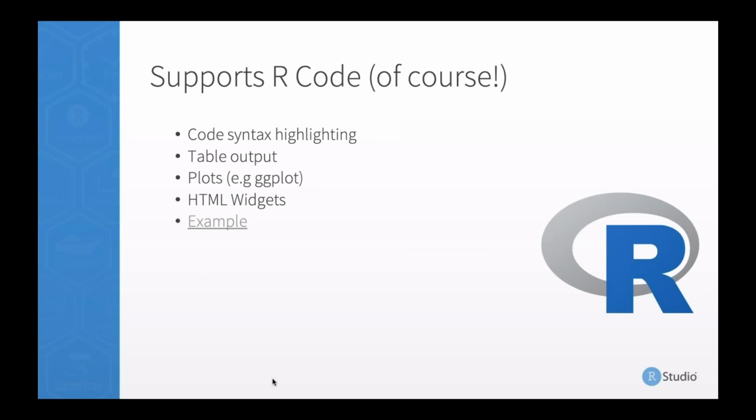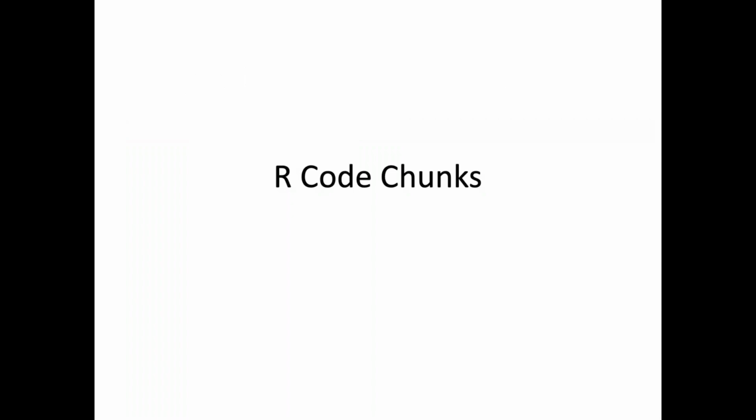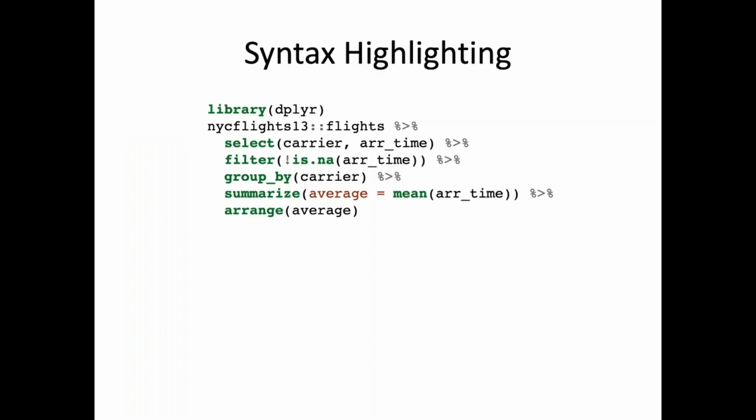And of course, this translation supports R code. That's the whole point of this, right? You want to be able to put R code into your R Markdown documents. What kind of R code does it support? Well, any of the R code that's in your R code chunks, and that typically is going to look like this. Your code gets highlighted. The syntax of your code gets highlighted in the output, but automatically.